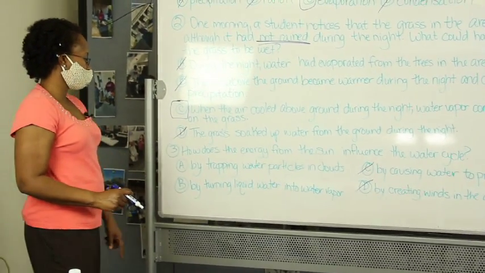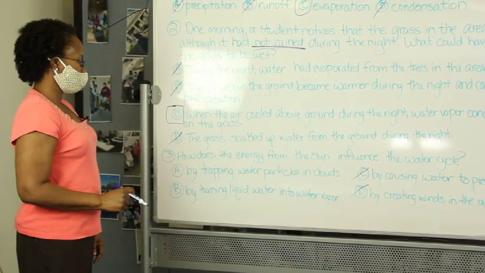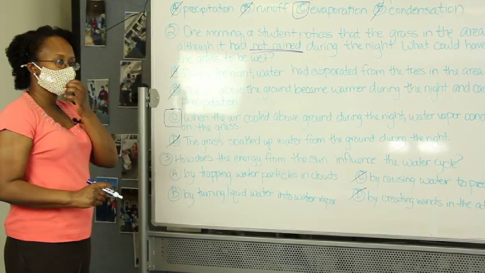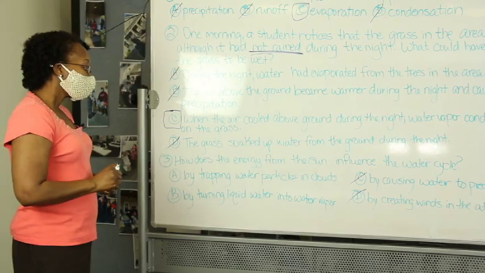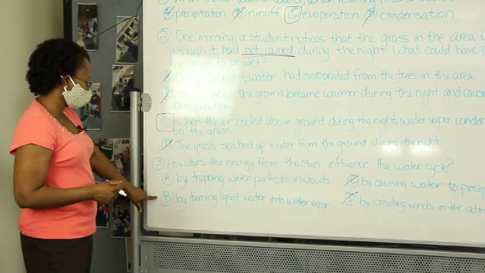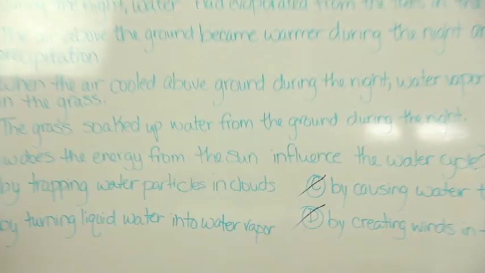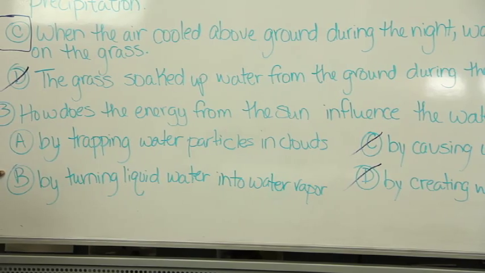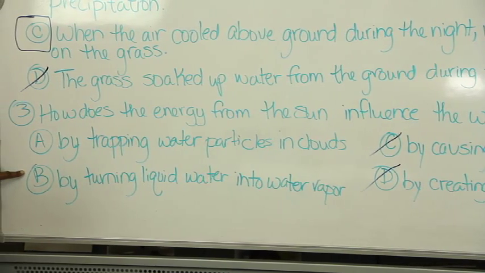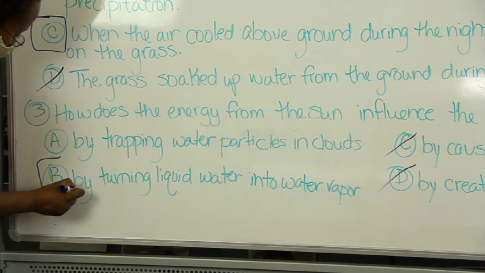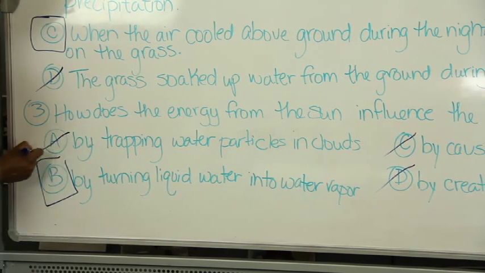Let's go back and read A. By trapping water particles in the clouds. Does the sun trap water particles in the clouds? Not really. The better answer would be that the sun turns liquid water into water vapor. Okay? So let's go with that. And just go ahead and mark this one out.